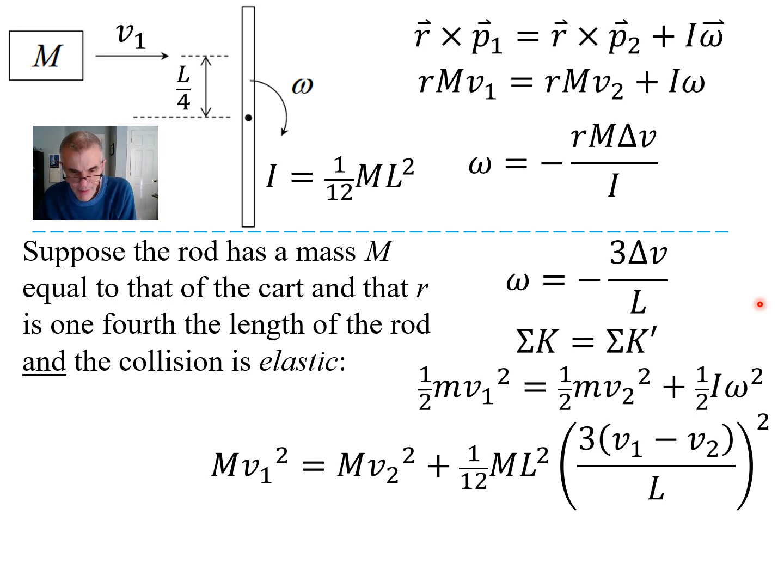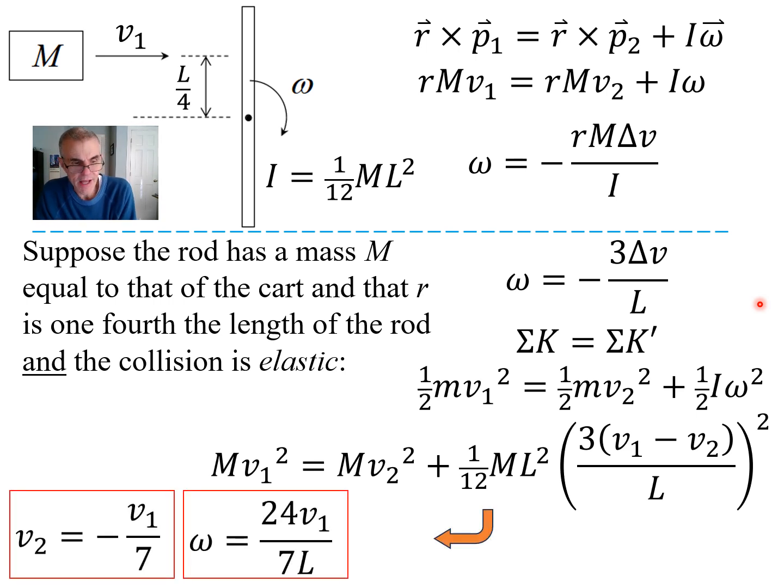And if you do the math, you'll get these answers. You can show that V2, the velocity of the cart after the collision, has to be negative V1/7. That's going to tell us, oh, a negative sign, that means the cart would actually bounce off. An elastic collision is kind of a measure of bounciness. So if it's perfectly elastic, then the cart bounces off apparently.